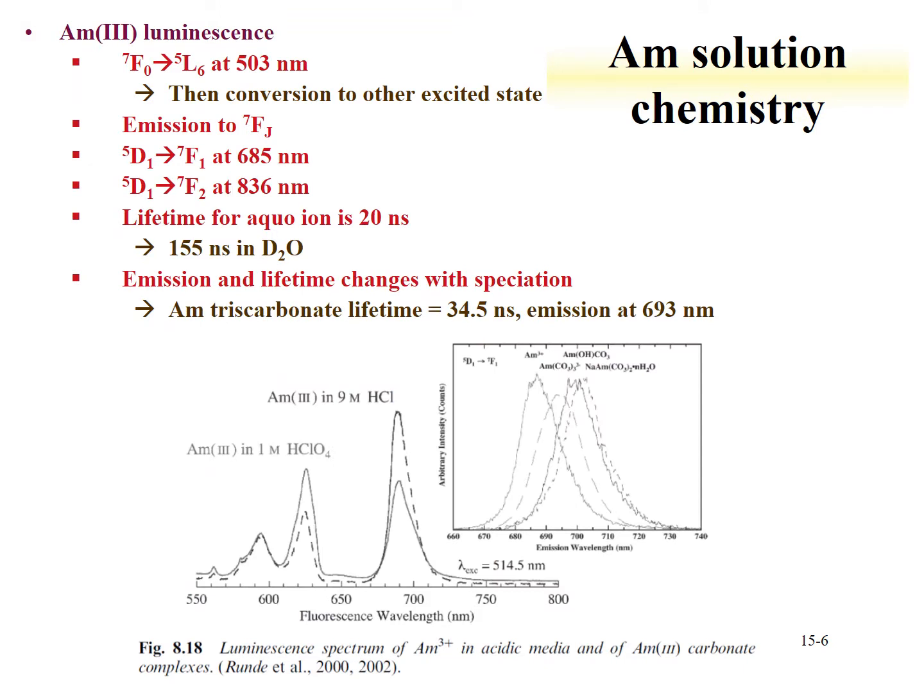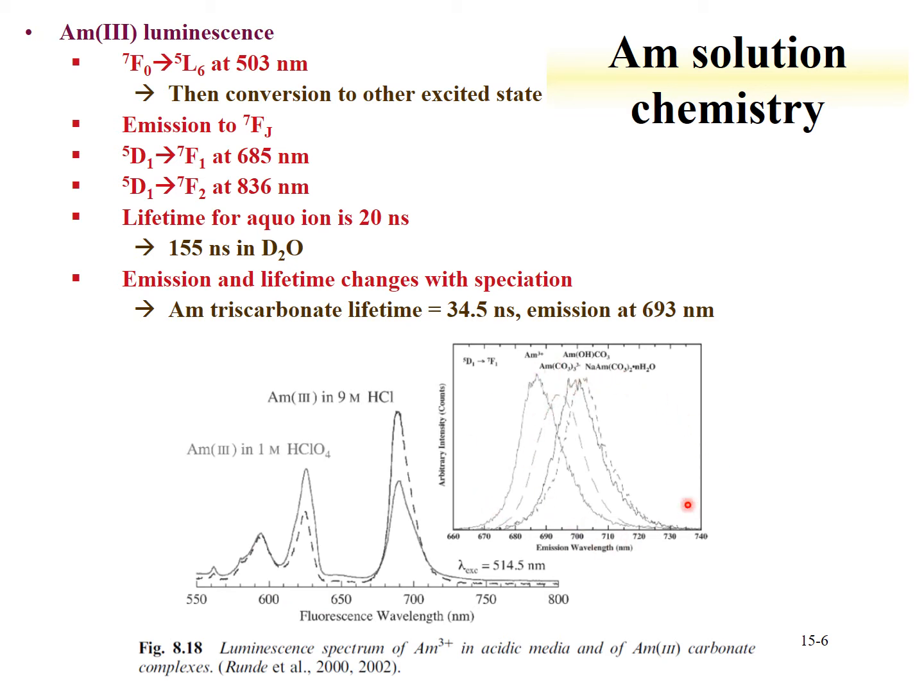In addition to absorbance, americium 3 can also undergo luminescence, sometimes called phosphorescence. In this case, the americium is excited at 503 nanometers. This excited electron state then can be converted to another state which has a lifetime. What's seen with americium is that there are two transitions, shown here at 685 nanometers and 836 nanometers. One can measure the emission bands in the figure below. This is observed for the luminescence of americium 3 in acidic and carbonate media.